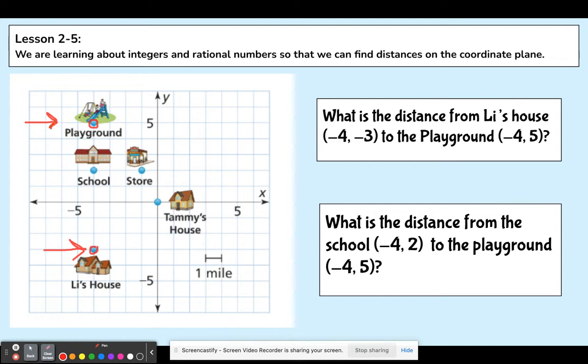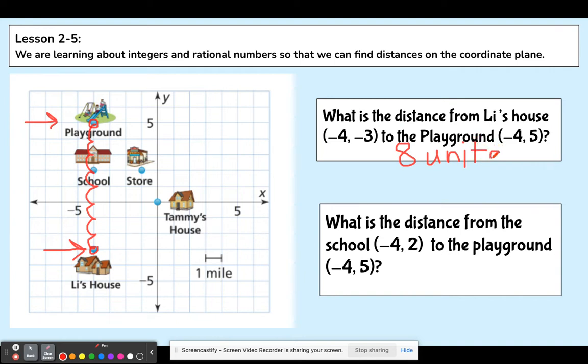Well, we would count how many boxes. Okay? So I'm going to do bunny hops. 1, 2, 3, 4, 5, 6, 7, 8. Remember, you're counting the squares, not the lines. So Lee's house is 8 units from the playground.